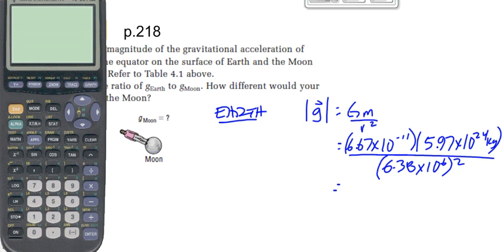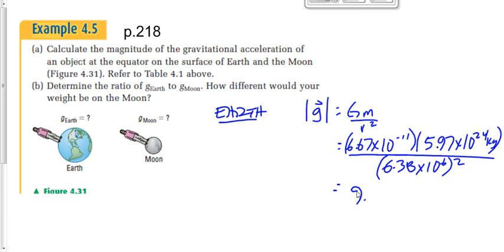We're going to say 6.67 times 10 to the minus 11 times 5.97 times 10 to the 24, divided by bracket 6.38 times 10 to the 6 bracket squared. 9.78. You could say meters per second squared, or you could say newtons per kilogram. Both of those work. So Nick predicted 9.81.